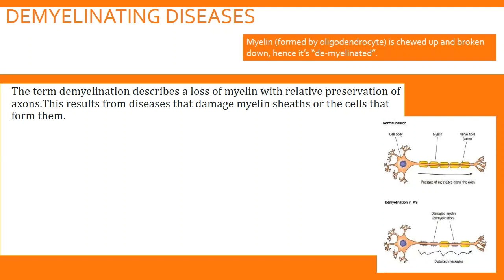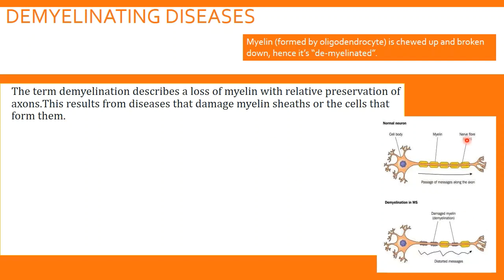So demyelinating diseases. Now myelin, as we all know, is formed by the oligodendrocytes, right? Once this myelin is lost or chewed up and broken down, it is referred to as a demyelinated area, right? So any disease which produces this demyelinated area, with loss of myelin, which is actually produced by the oligodendrocyte, is referred to as a demyelinating disease. So the term demyelination describes the loss of myelin, with relative preservation of the axons. This results from diseases that damage the myelin sheath or the cells that form them, that is the oligodendrocytes, right?